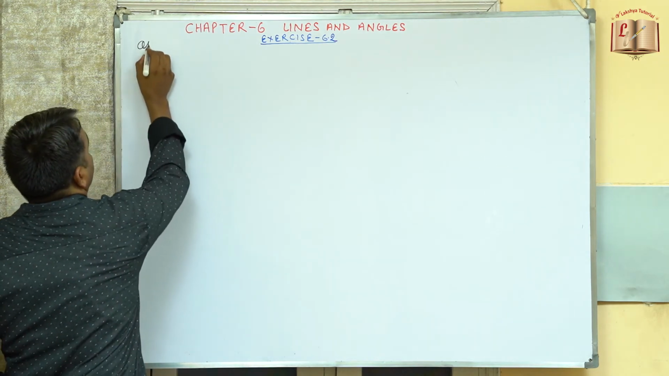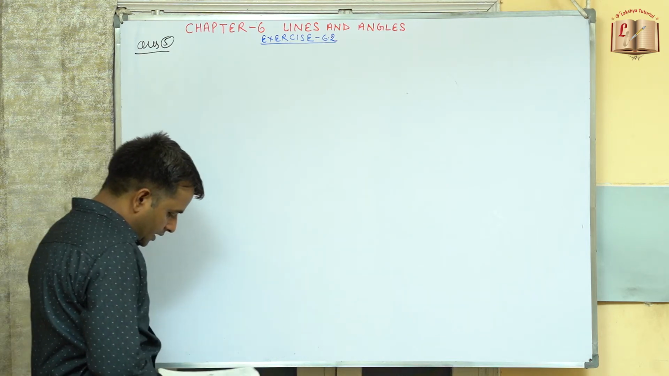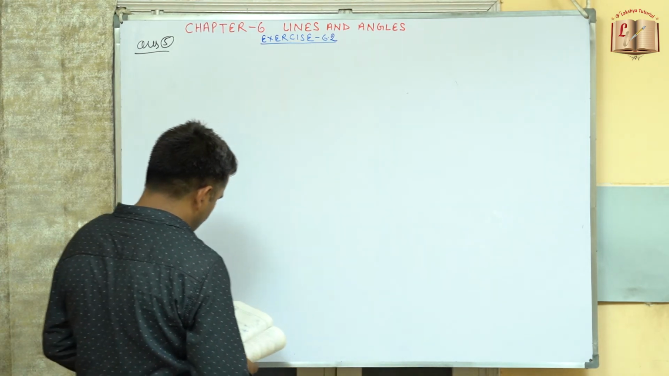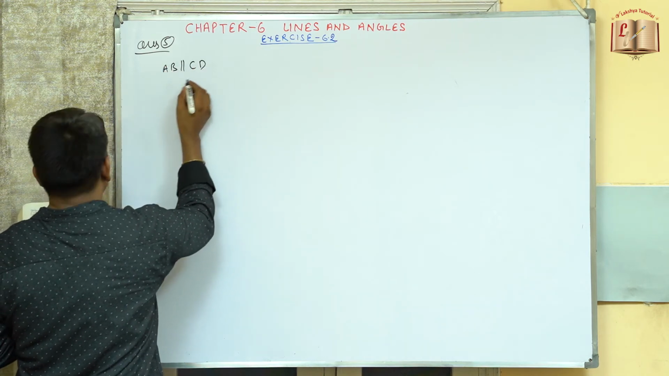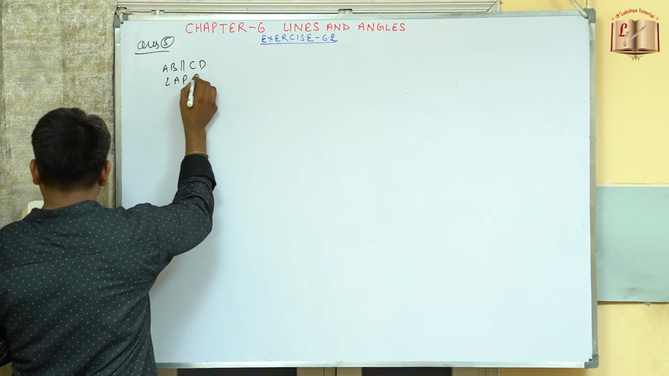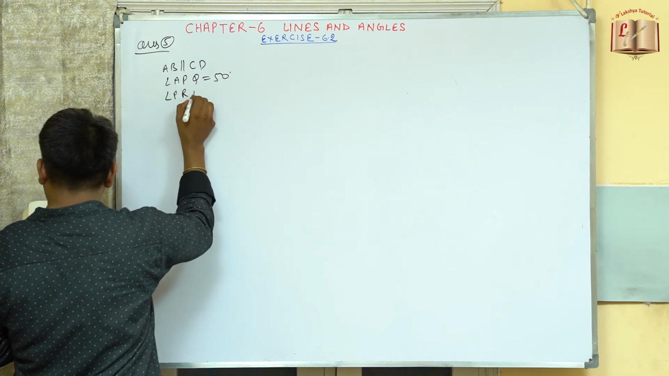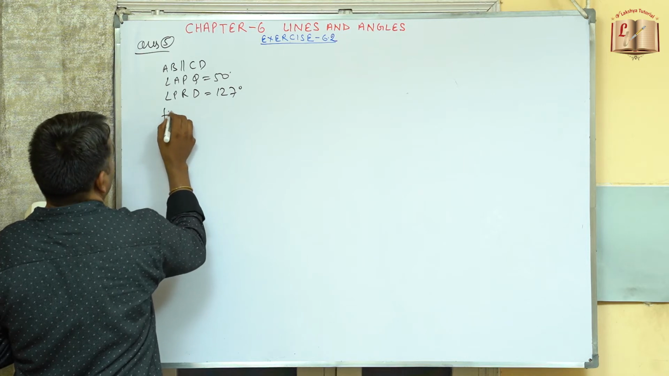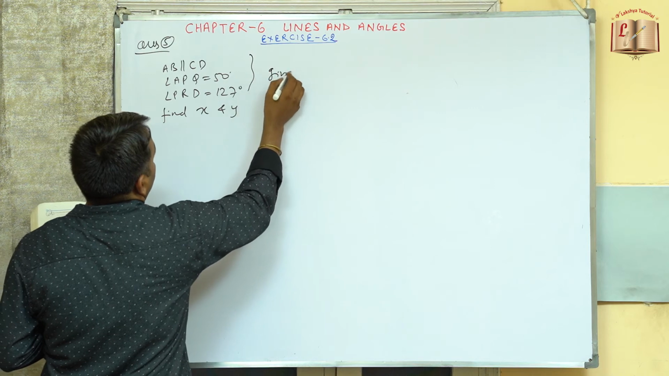So now coming to question number 5. In figure 6.32, AB is parallel to CD. This is given. AB is parallel to CD. And angle APQ is equal to 50 degree, and angle PRD is equal to 127 degree. We need to find X and Y. So these values are given to us.